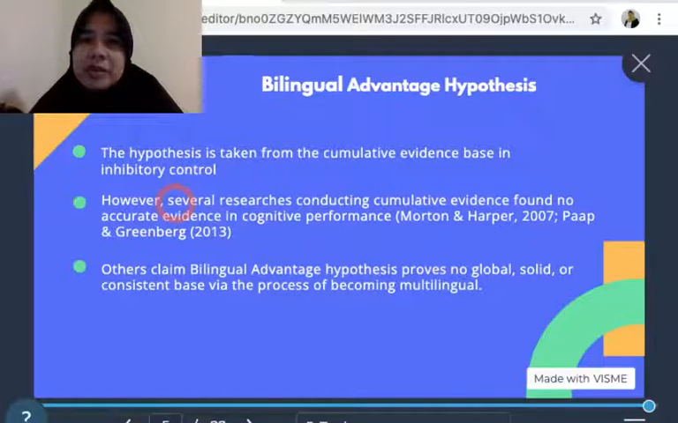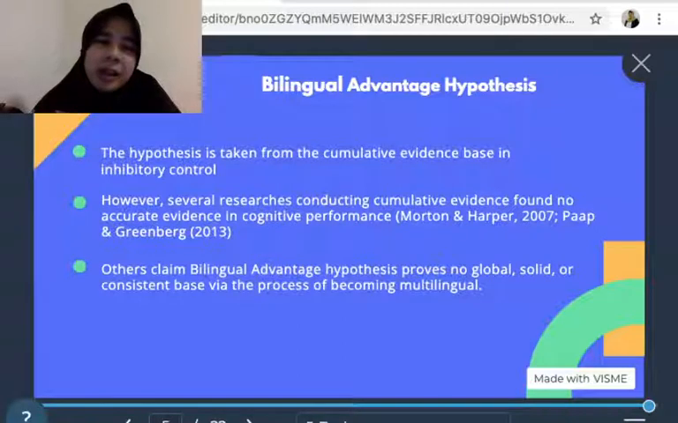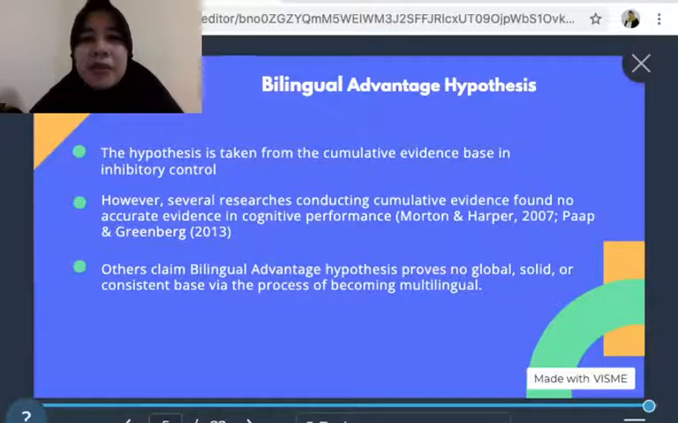However, several researchers conducting cumulative evidence found no accurate evidence in cognitive performance, because the bilingual advantage hypothesis is tested using performance tasks such as the Simon task instrument, and they found no significant evidence in cognitive performance. Others claim the bilingual advantage hypothesis proves no global, solid, or consistent basis via the process of becoming multilingual, because the authors claim that every bilingual or multilingual speaker has developmental factors in becoming bilingual or multilingual. So it needs lifespan research methods if we want to find cognitive competence in the bilingual advantage hypothesis.